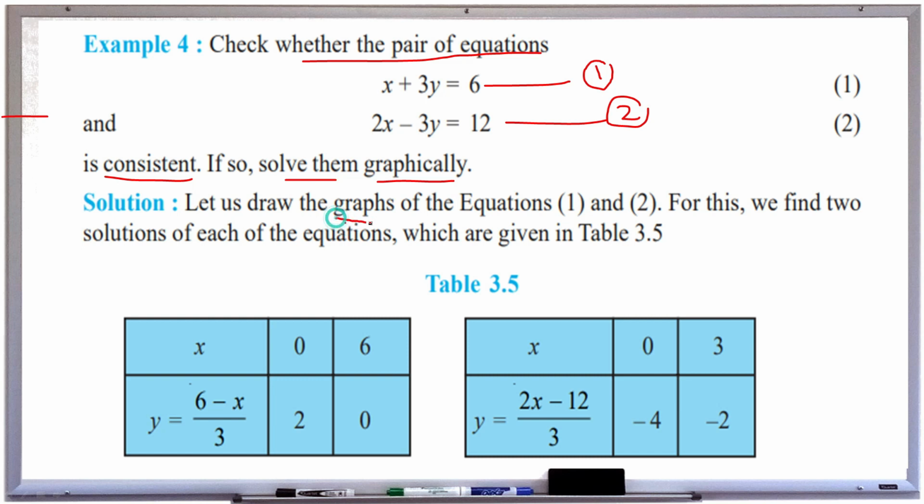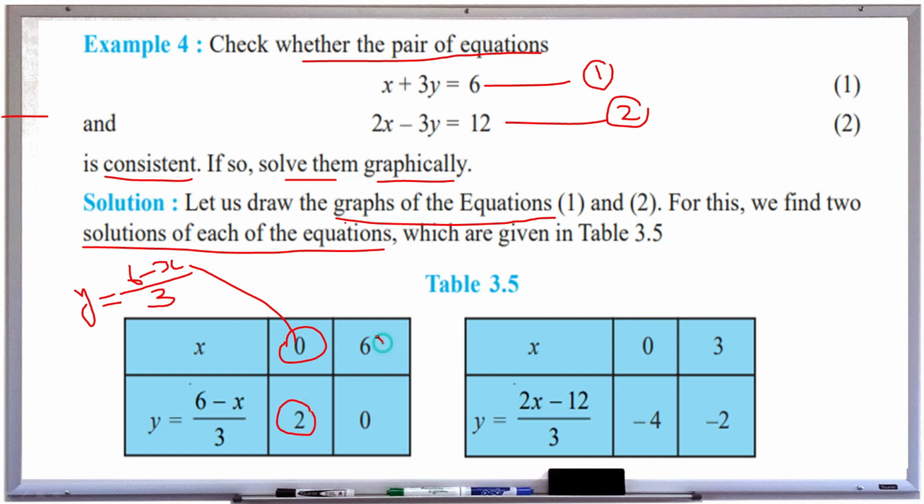Let us draw the graph of equations number 1 and 2. For this we need solutions for equations 1 and 2. First equation, x plus 3y is equal to 6. You can write that in terms of y: y is equal to (6 minus x) divided by 3. So you put the value x is equal to 0. Then 6 minus 0 is 6, divided by 3, so you will get the value 2. Similarly, if you put x is equal to 6, you will get the value of y is equal to 0.